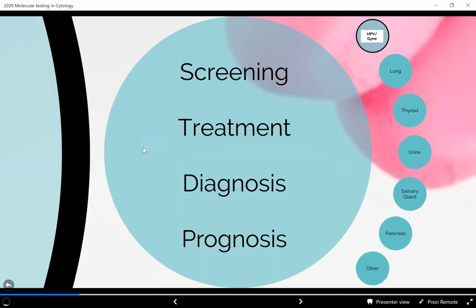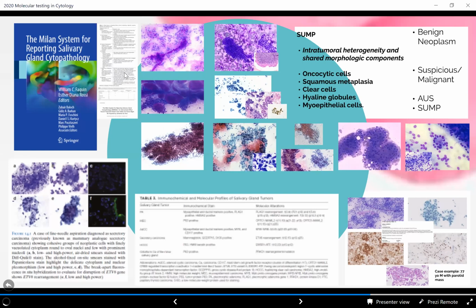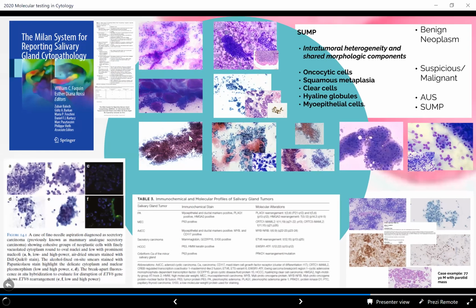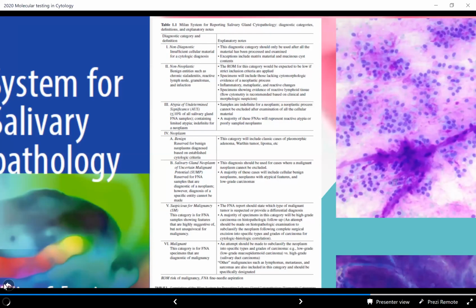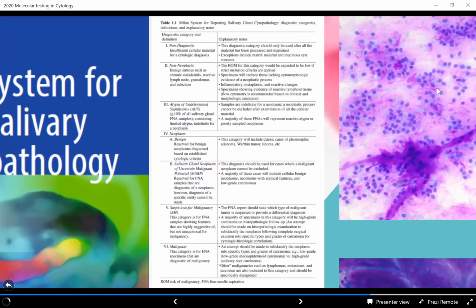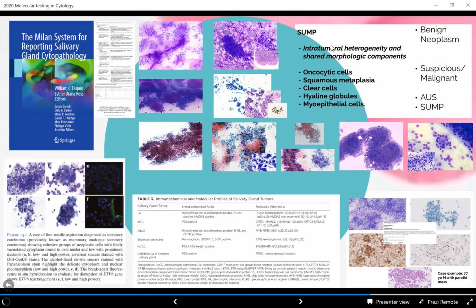Salivary gland. Salivary gland also has the Milan system. This has not become completely mainstream, but presumably it might. So you also have the benign neoplasms, and then you have the areas of the suspicious or malignant, and then you have AUS or SUMP, which are salivary gland neoplasms of uncertain malignant potential. So a lot of the salivary glands share a lot of intratumoral heterogeneity, and so you might find oncocytic cells in many different types, squamous metaplasia, clear cells, hyaline globules, myoepithelial cells, and so on and so forth.